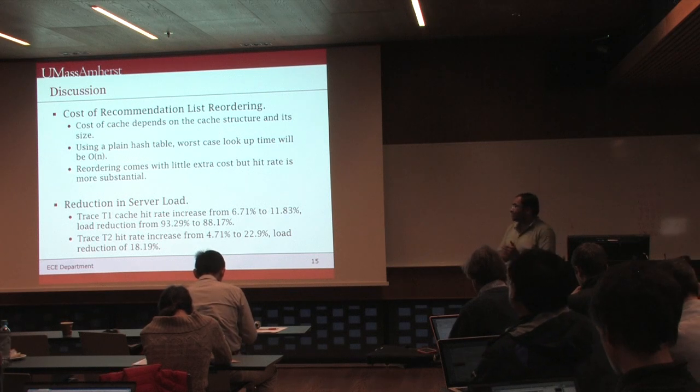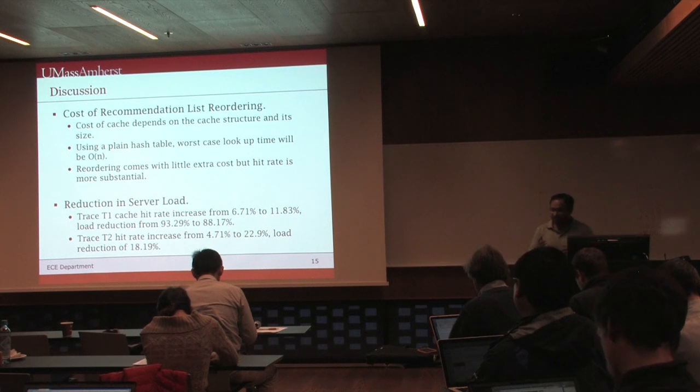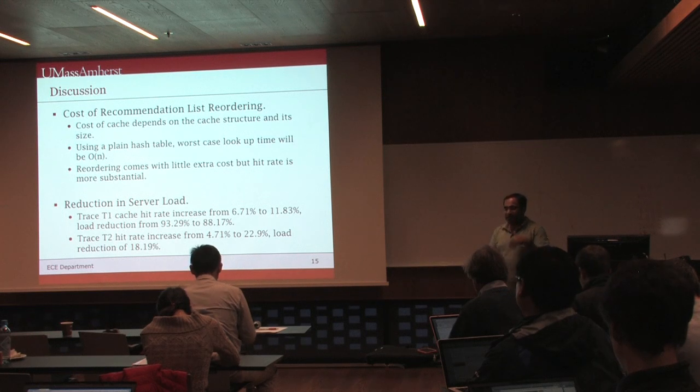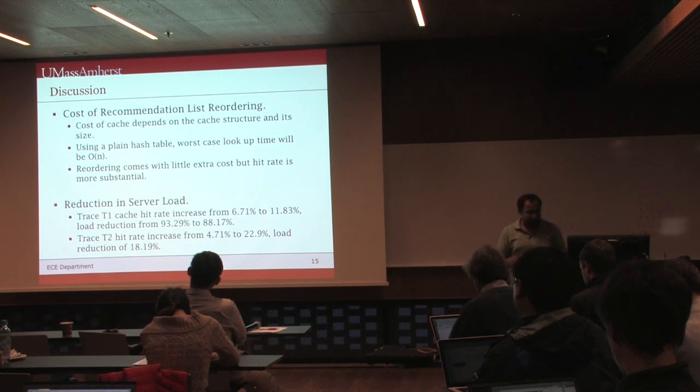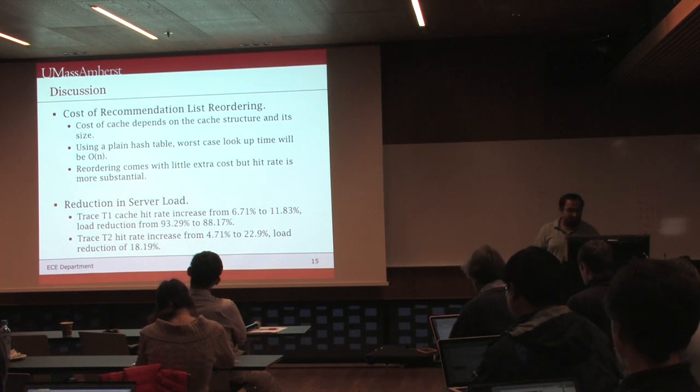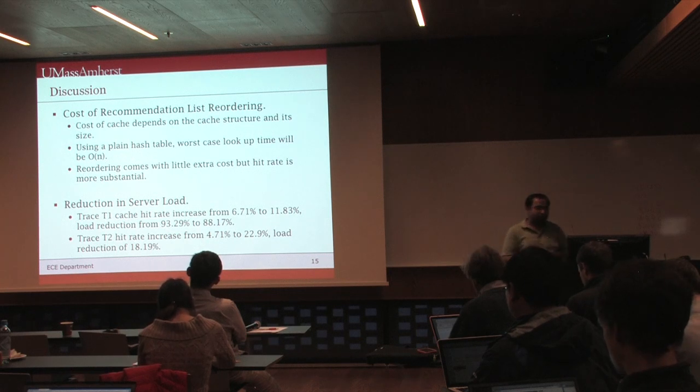The cost depends on how big your cache is, how much content you hold, how much memory it takes, or how much time it takes to know that your reordered videos are there in the cache and to move them to the top of the list. It's higher the more content is in the cache, but the cache hit rate gain is more substantial compared to the cost, so it's not a big issue. The reduction in server load is also important: as the cache hit rate increases from 2 to 4 times, the server load also decreases by the same amount.